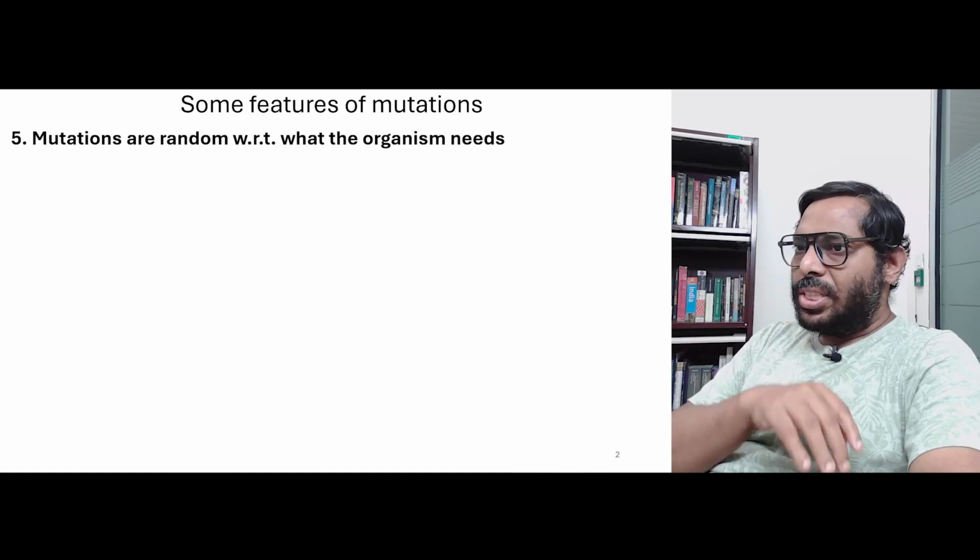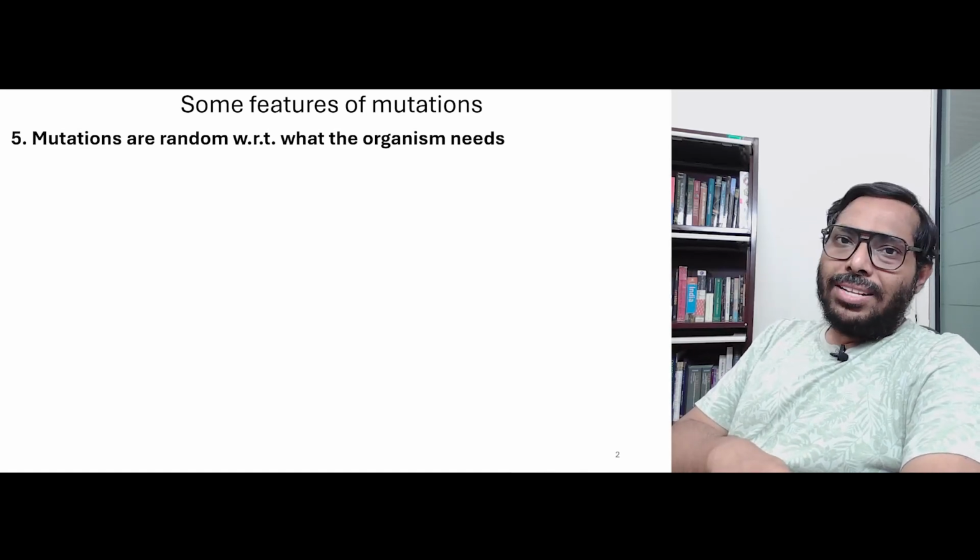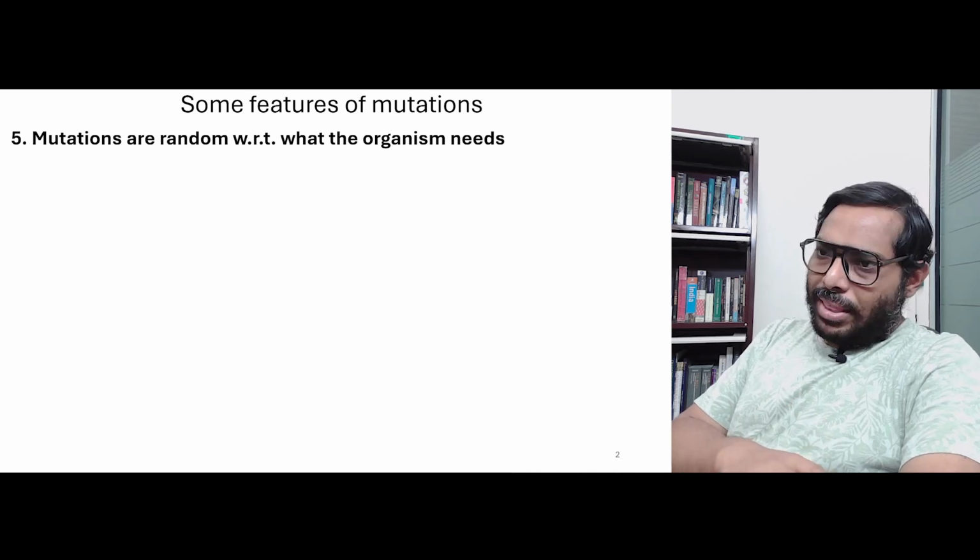So, in the previous discussion, we looked at 4 major features of mutation, and in this discussion, we will cover the remaining 3. So, the first feature that we are going to talk about, a very well known feature about mutation, is that they are random with respect to what the organism needs. Now, what do I mean by that?